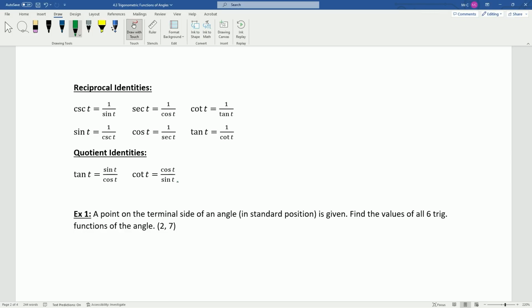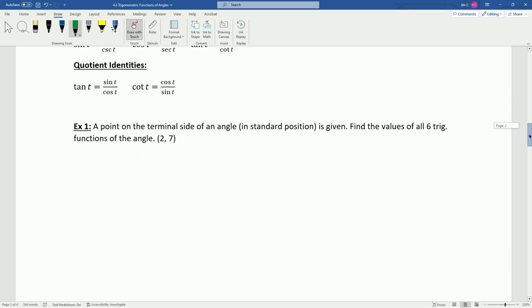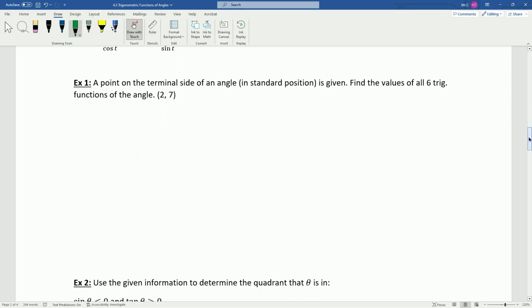Okay, so now let's take a look at example 1 here. A point on the terminal side of an angle in standard position is given. Find the values of all 6 trigonometric functions of the angle. So this is the point 2, 7.